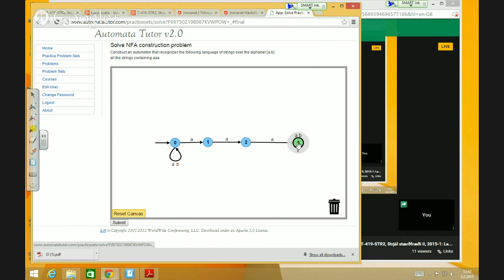Because from state 3, what is it that we want? We want to loop.